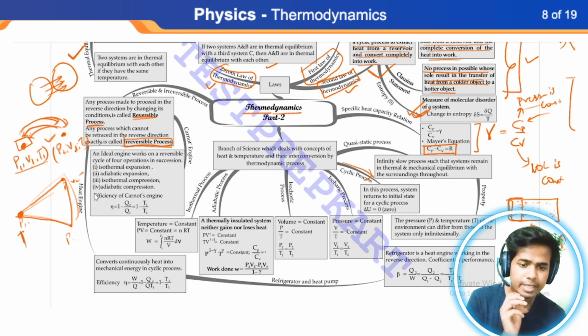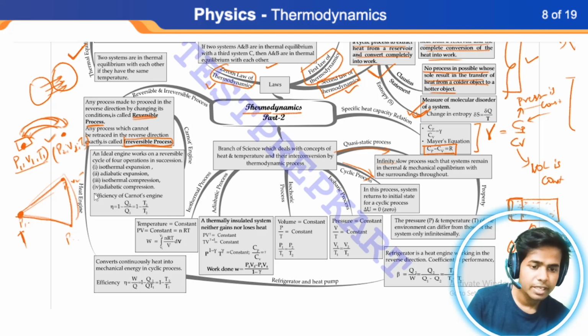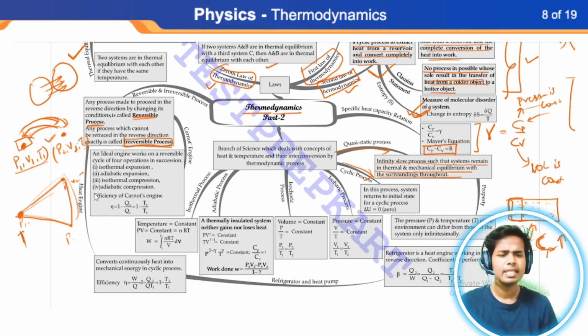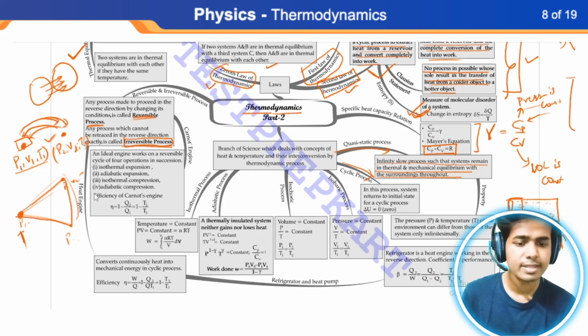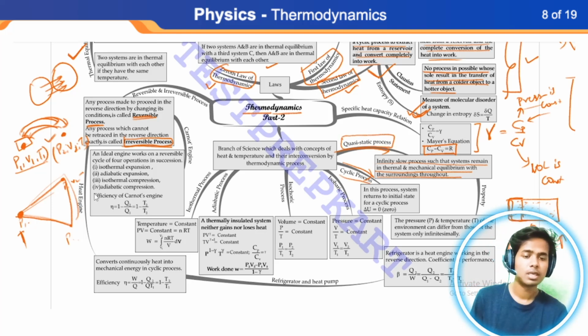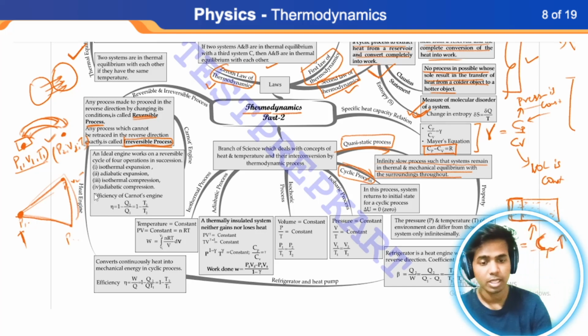There is another thing called quasi-static process, an infinitely slow process where the system remains in thermal and mechanical equilibrium with its surrounding. Basically जो भी transfer हो रहा है, that is very slow, so that it basically remains the same. The P and V and T are almost the same. That is called quasi-static process. Will not be much used in this chapter, but cyclic processes are very important from the graph perspective as well. ग्राफ में सीधा सीधा बना के दे देते हैं.